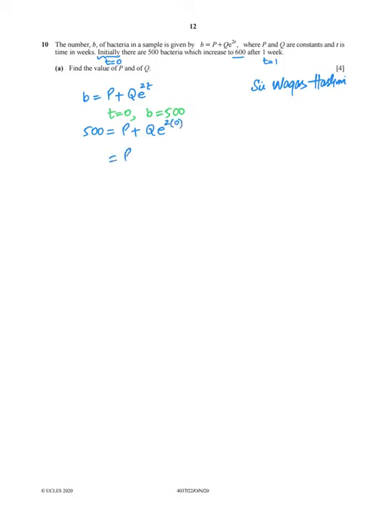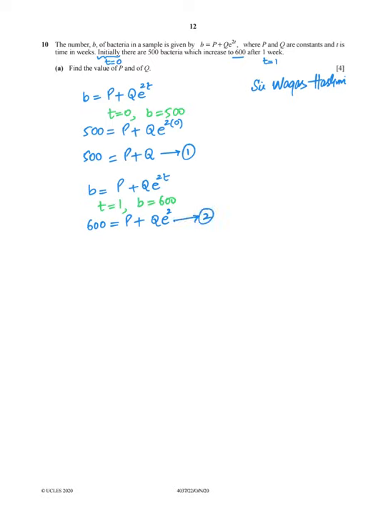So that will be equal to P plus Q. Anything with 0 power equals 1, so that means it will be equal to 1, and that is my first equation. For the second equation, again the equation is B equals P plus Q e to the power 2t. In that condition it says that when t is equal to 1, the value of bacteria is 600. So now it will be 600 equals P plus Q e with the power 2. So that is my second equation.